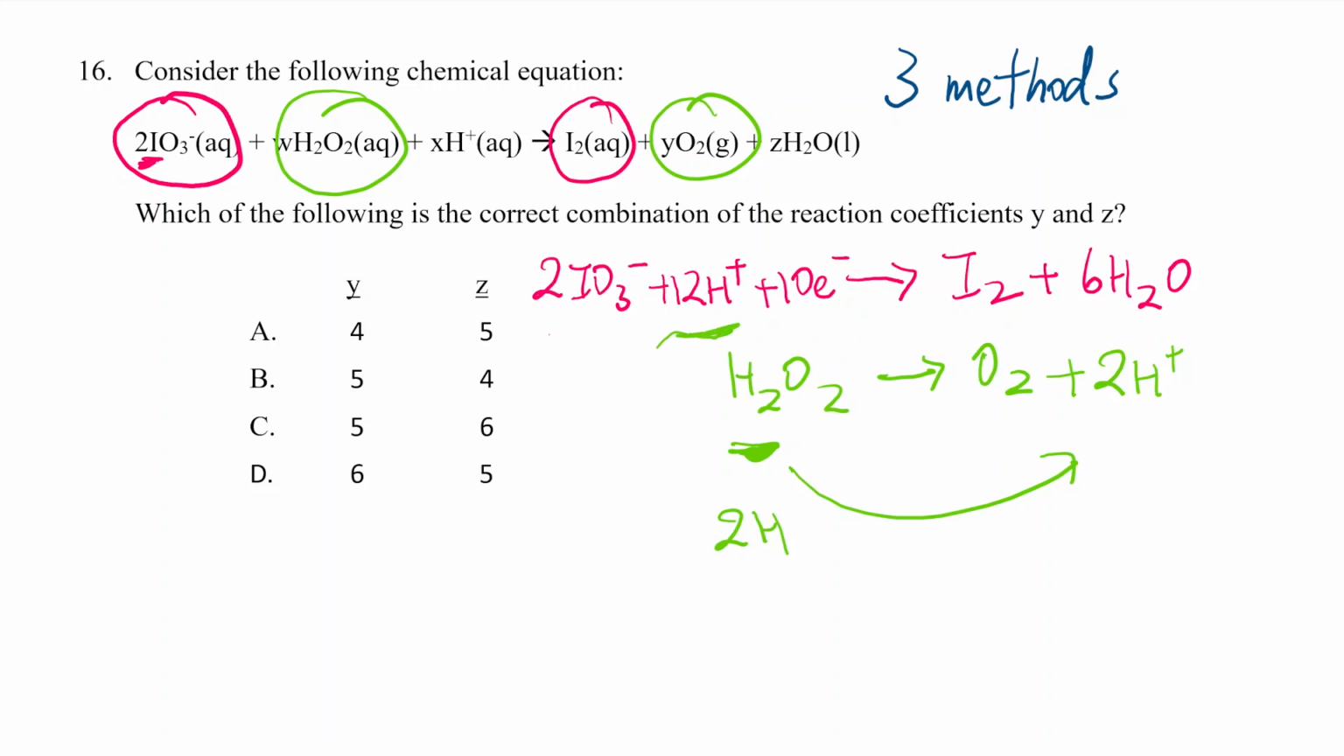In the previous half equation, we added it to the left-hand side. So that's what I meant. Every time you've got to look at the question. Final step, the fourth and final step, is to balance the charges by adding electrons.